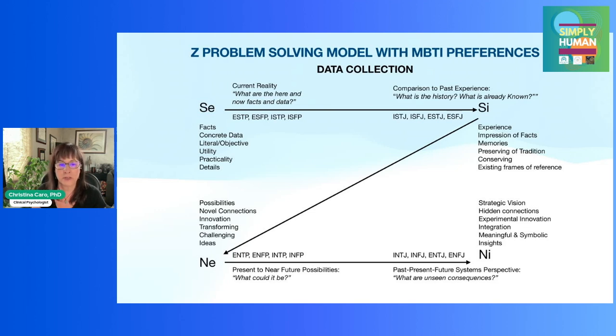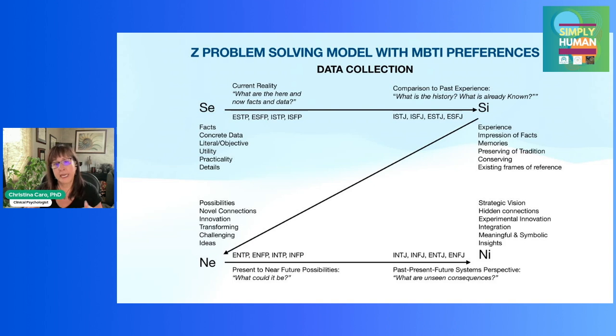If we go to extroverted intuition, we have the possibilities, novel connections, innovation, transforming, challenging the status quo, and new ideas. Then we move over to the other corner. If you're on the podcast, it is the far right corner, or the bottom corner, of introverted intuition. You have strategic vision, hidden connections, experimental innovation, integration, meanings and symbols, and insights.